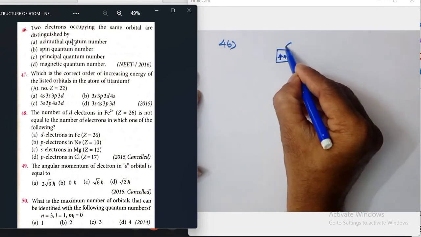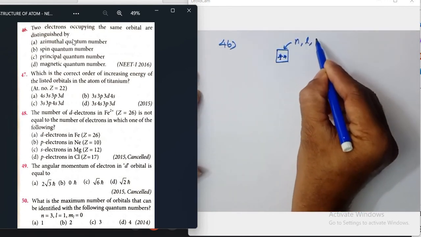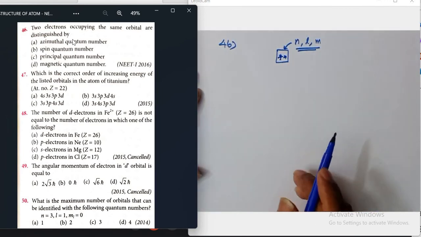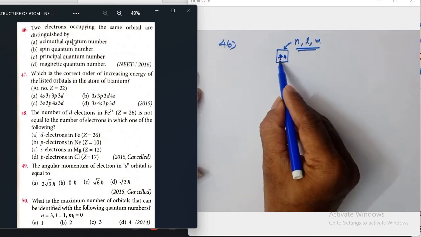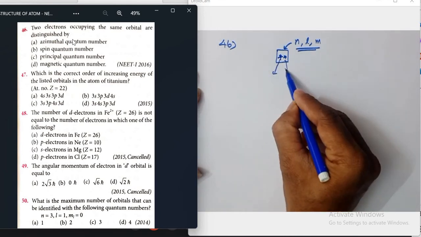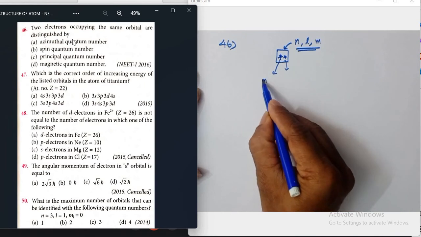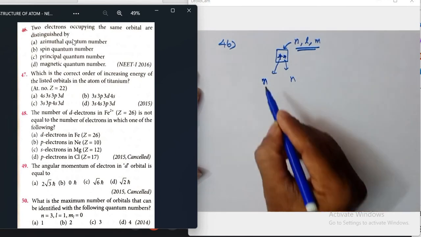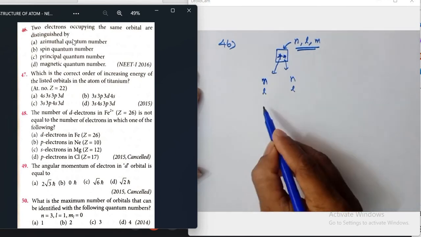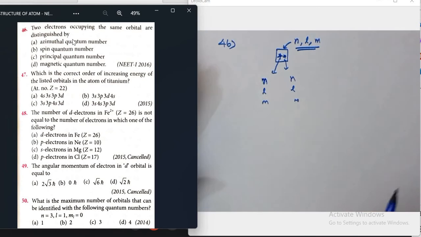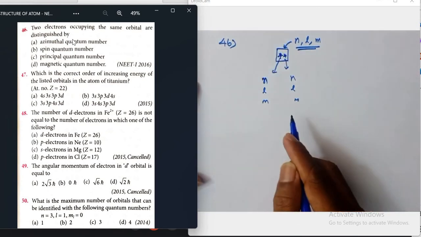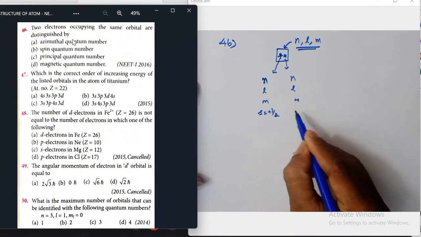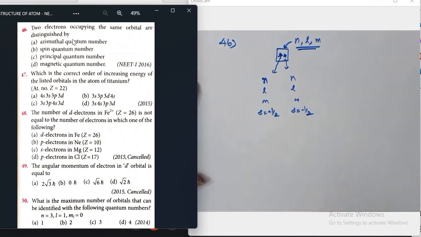For an orbital, the n value, l value, and m value are always fixed. But for electrons, each electron has 4 quantum numbers. Two electrons present in the same orbital have the same n value, the same l value, and the same m value. These 3 remain the same, but the 4th quantum number, spin, differs. One electron has plus half spin, and the other has minus half spin.